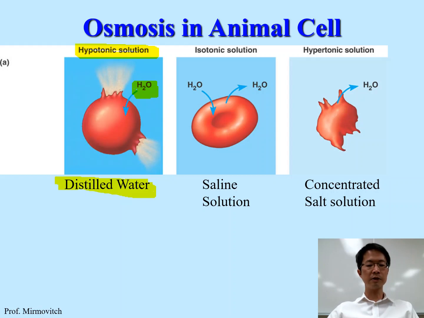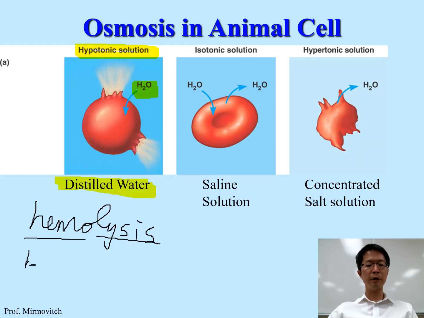We call it hemolysis. Lysis means breakdown. Remember, hydrolysis is the same. Lysis means breakdown. Hemo means blood, or you can call it red blood cell, RBC. The red blood cell breaks down because it absorbs too much water. It's like you are bursting a water balloon by pumping too much water in it.